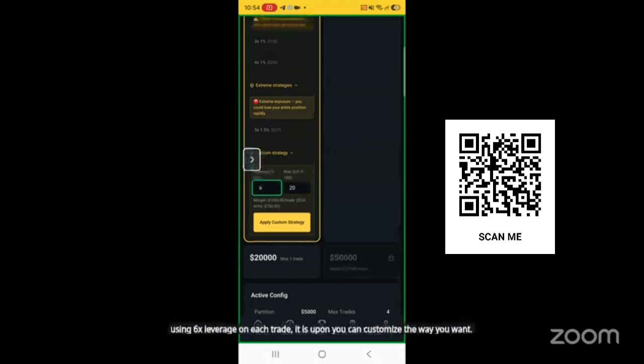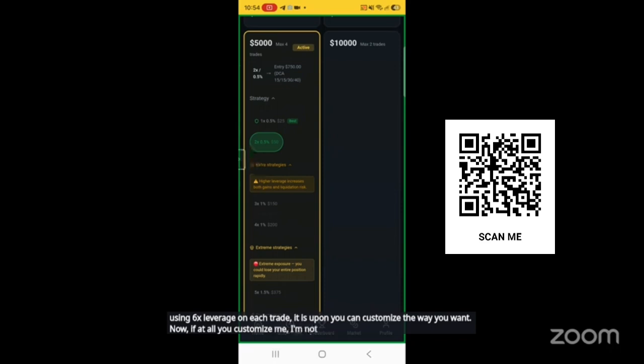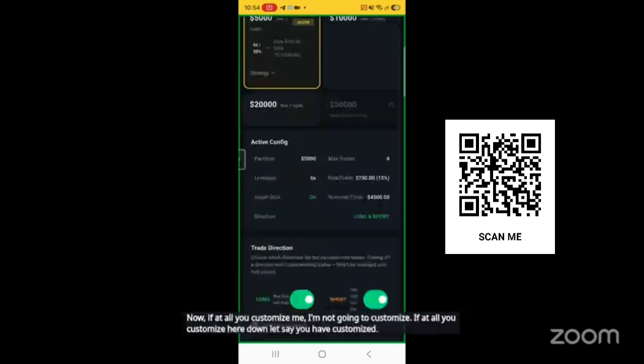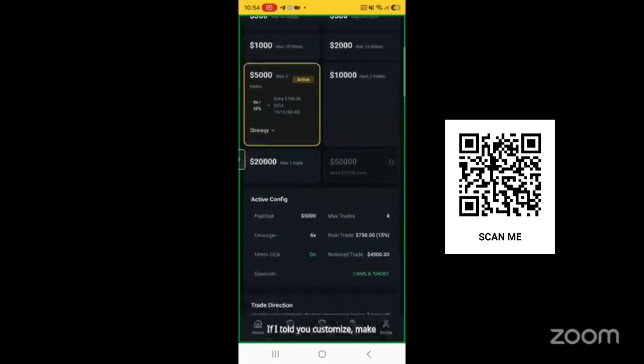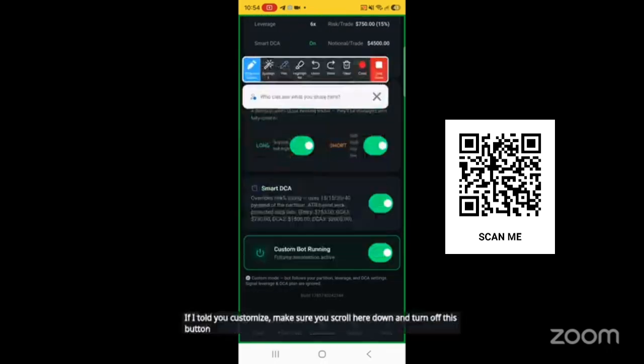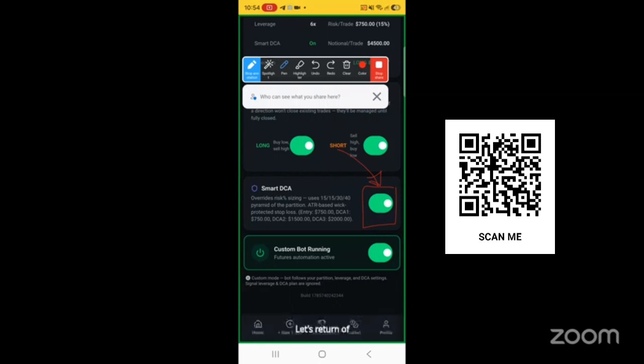Now, I'm not going to customize, but if at all you customize, make sure you scroll down here and turn off this button. This is for someone who is going to set a custom strategy to run on each trade. Make sure you turn off this button. Otherwise, if you don't turn it off, it is going to override.